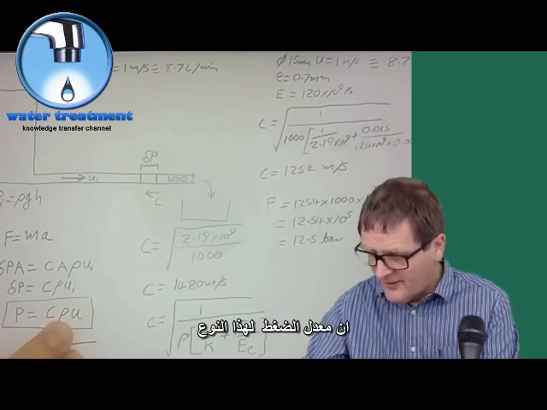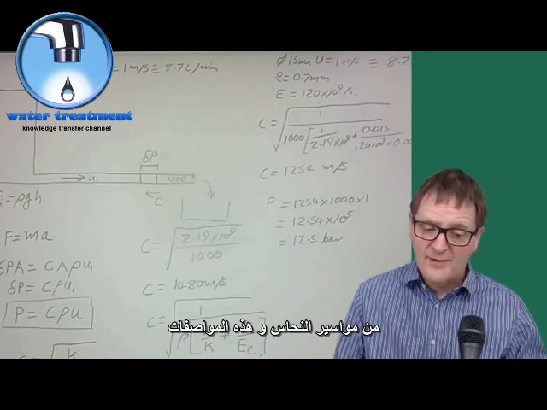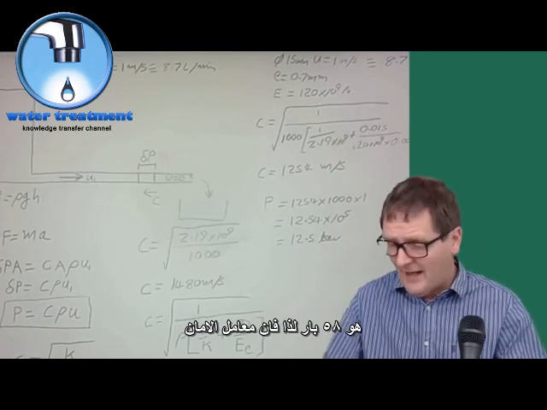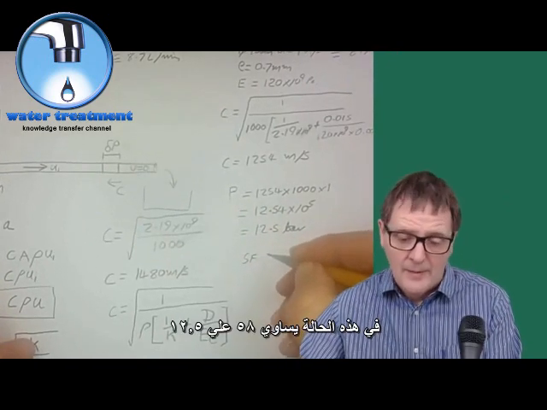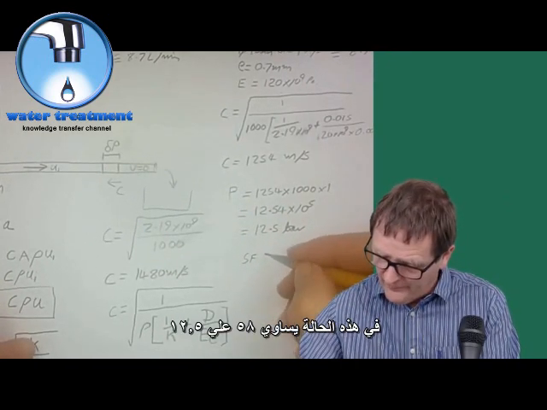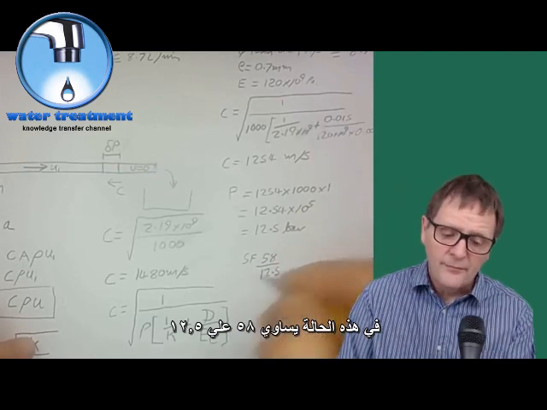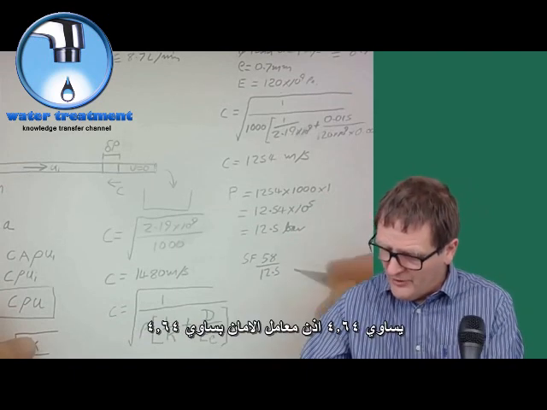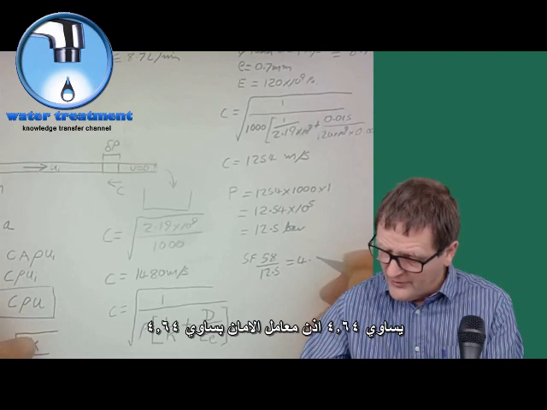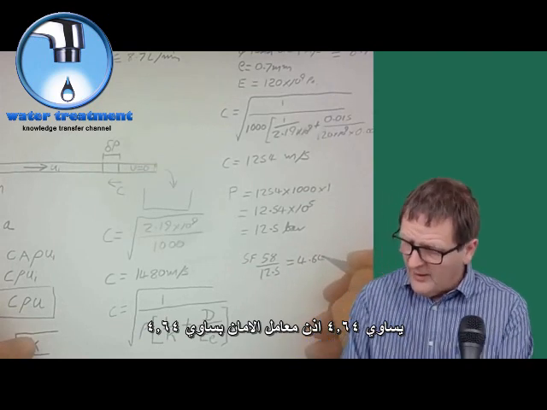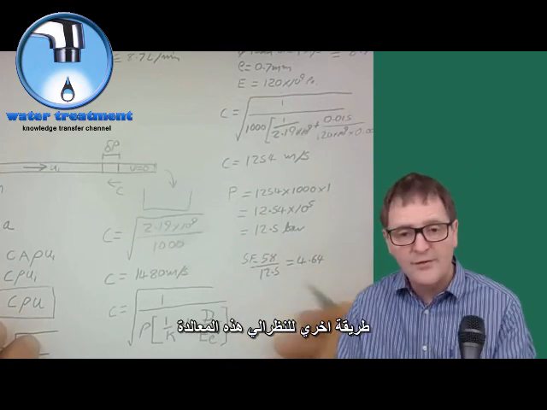I happen to know that the pressure rating of a copper pipe, I believe of that specification, is 58 bar. So the safety factor for that particular case is 58 bar divided by 12.5, which equals 4.64. So the safety factor is 4.64.